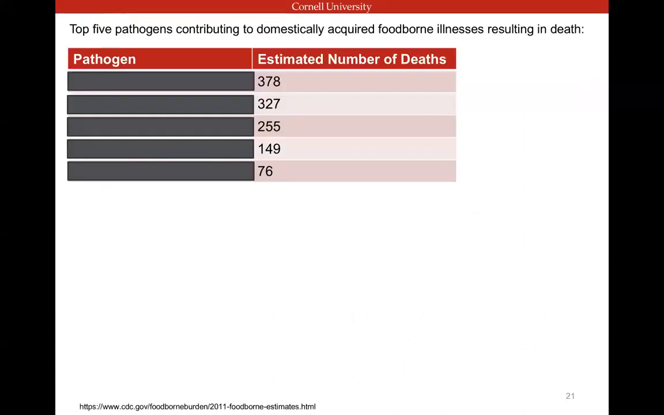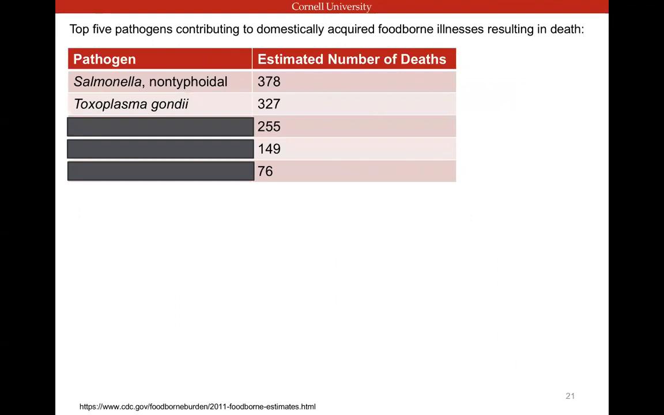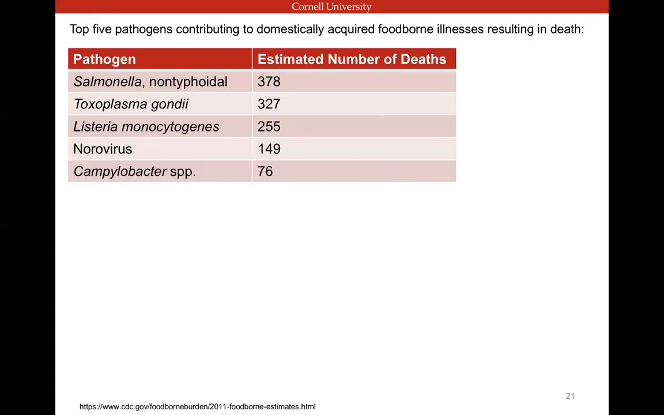So if we compare Listeria to some other foodborne pathogens that you might be familiar with, I've got the top 5 pathogens that contribute to foodborne illness resulting in death here in the United States. Salmonella is actually number 1. It causes 378 deaths. Toxoplasma gondii, so that's the parasite that is the reason why pregnant women aren't supposed to change the litter box. And Listeria is actually number 3. It causes 255 deaths in the US each year. Norovirus comes in at number 4 and Campylobacter at number 5.